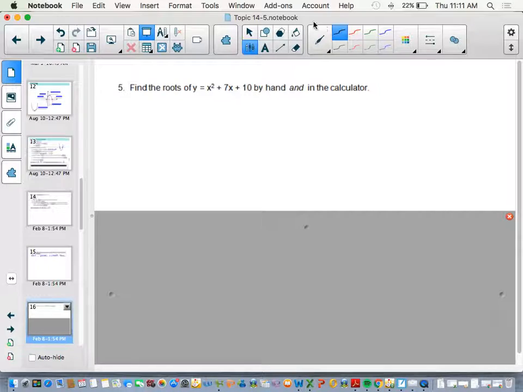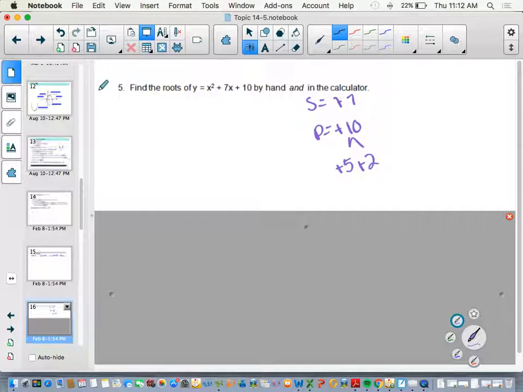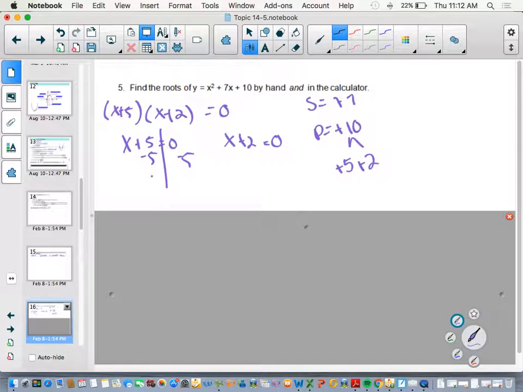So, we're going to find the roots of this one by hand. When we find it by hand, we factor it. GCF, what's it going to be? Nine. My sum is going to be 7, my product 10. What are we going to try? 5 and 2. And it works. So we get x plus 5, x plus 2, and that's equal to 0. So x plus 5 equals 0, x plus 2 equals 0. Draw my line, subtract 5, I get x equals -5. Draw my line, subtract 2, and I get x equals -2.